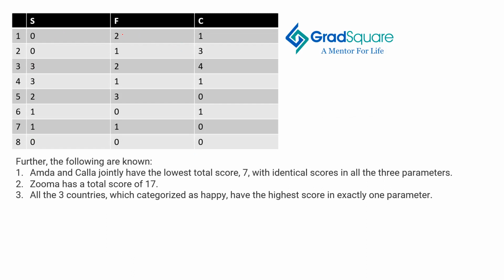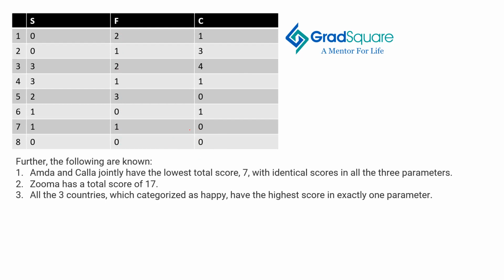So 2 countries got a score of 1 for freedom of choices. 1 country got a score of 2. 2 countries got 3. 1 country got 4. 3 countries got 5. And one of them got 7. If you see this table, none of them got a score of 8 for any parameter, correct? Because it's given as 0.